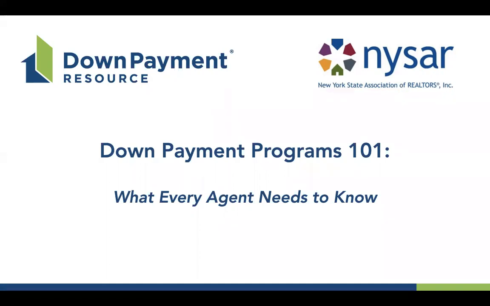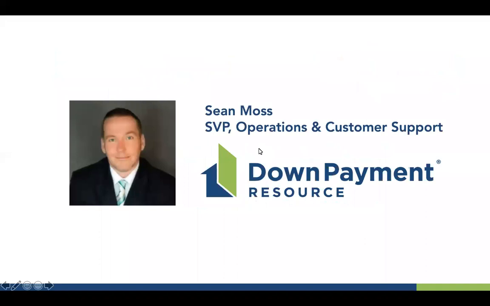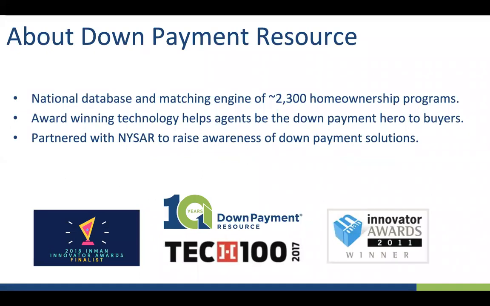So with that, again, my name is Sean Moss, and I oversee operations and customer support, primarily overseeing the collection and maintenance of our database of all of the homebuyer programs across the country, including across the state of New York. We as a company are a national database of about 2,300 homeownership programs across the country. We integrate with MLSs, we partner with associations of realtors, as is the case with the New York State Association. They've been a partner of ours for a couple of years now.